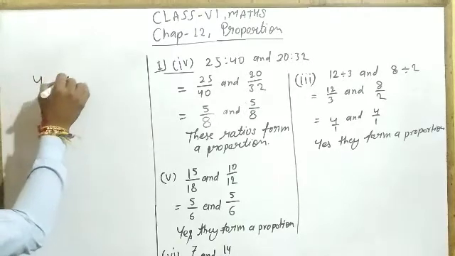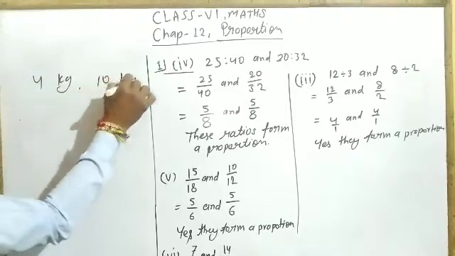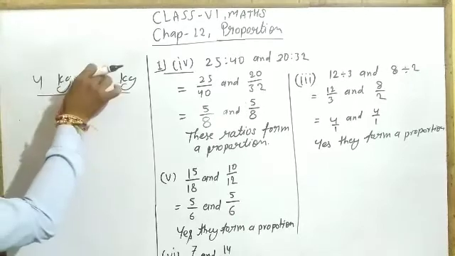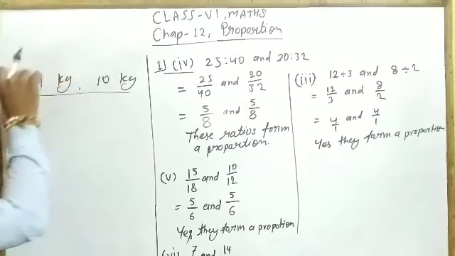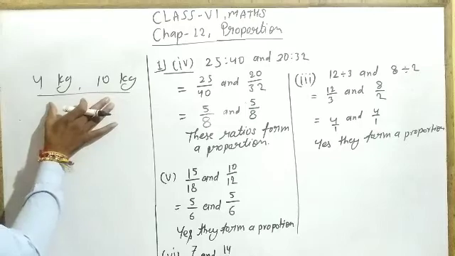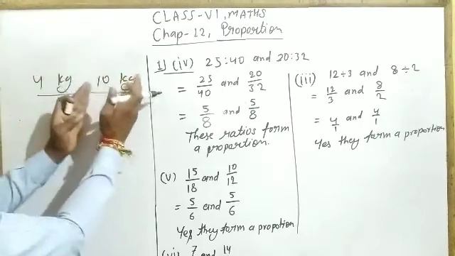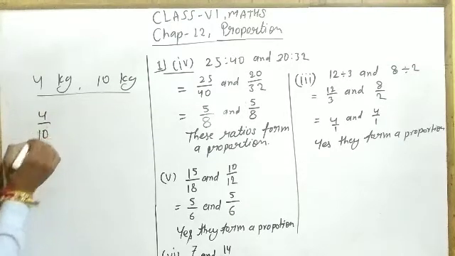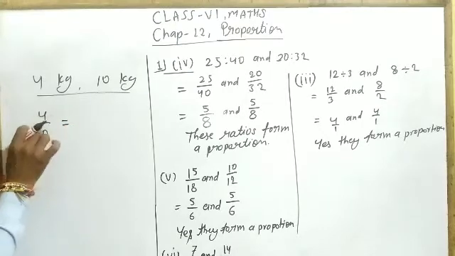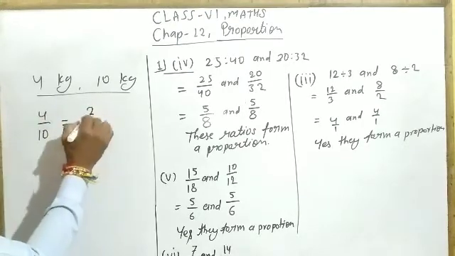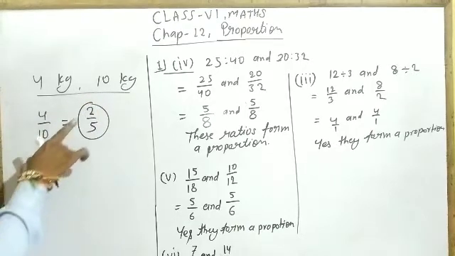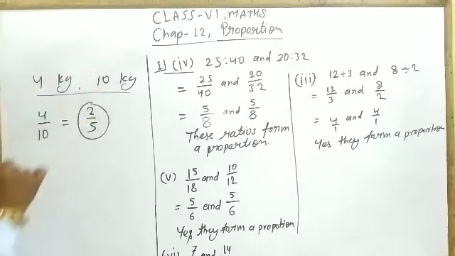Suppose that this is 4 kilogram and this is 10 kilogram. If we divide one quantity by the other quantity, then the relation we will have is called the ratio. This is 4 upon 10, and converted into its simplest form, this will be 2 upon 5. This is called the ratio between the first quantity and the other quantity.